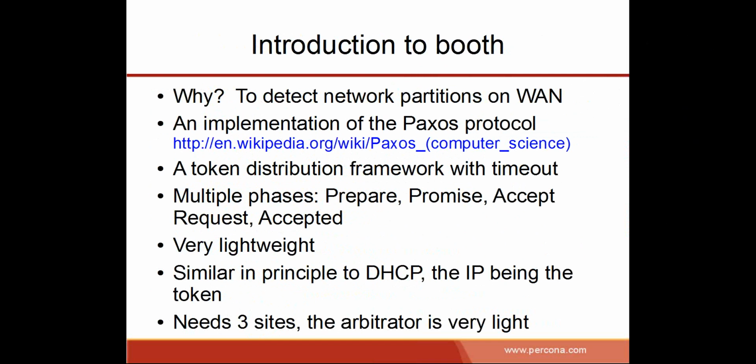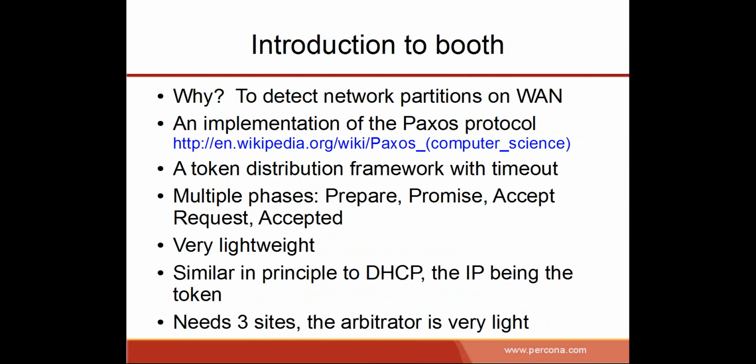So what that means is that there are multiple phases, a bit like other protocols. It basically means that if a node has a token and is not able to renew it, it will expire and be available to be given to another node. It's very lightweight. I think while running on the VM, the daemon is using 5 meg. The bandwidth it uses is about, I think, 100 to 200 bytes per renewal. So it's very, very small.